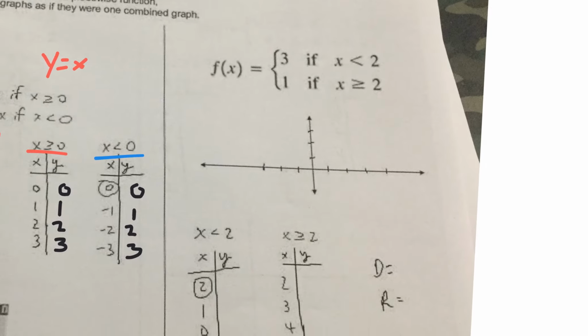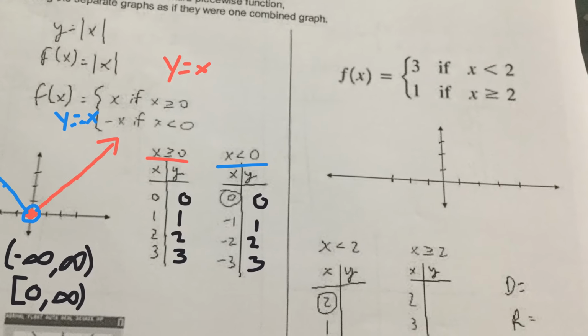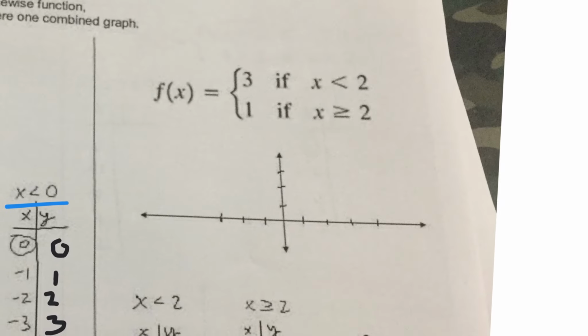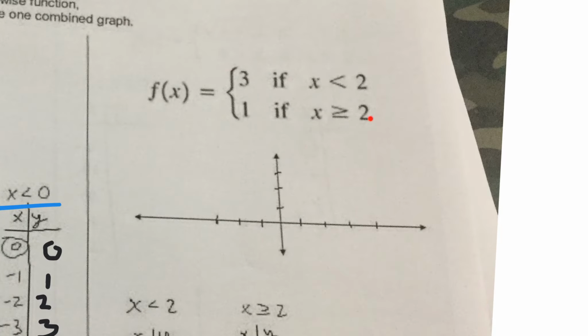Next, we've got f of x equals 3 if x is less than 2, f of x equals 1 if x is greater than or equal to 2. So now I've got two pieces again. Now, in the previous problem, those pieces divided when x was 0. You'll see that was my dividing point. I call that my critical point. Right here, the pieces divide when x is 2. You'll see I have a certain set of rules for x being less than 2, and I have a certain set of rules for x being greater than or equal to 2.